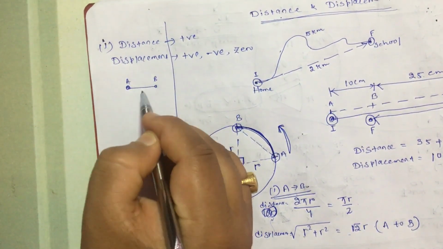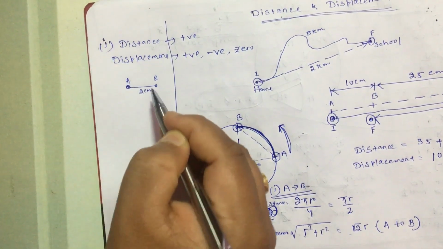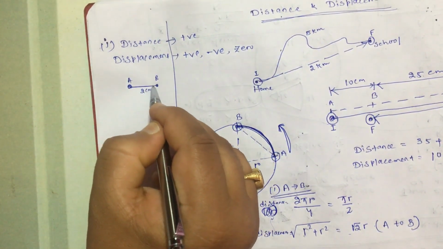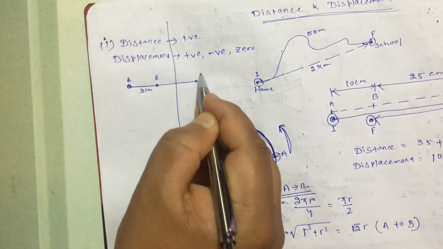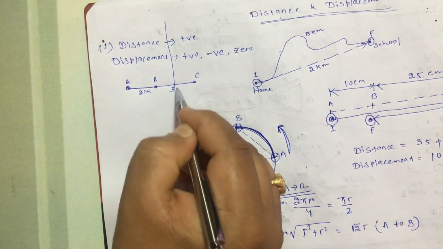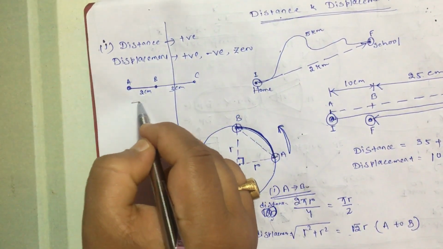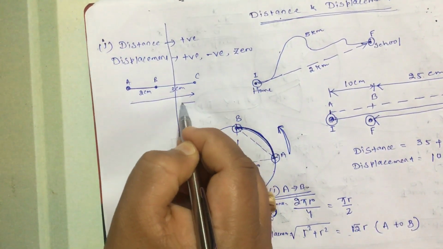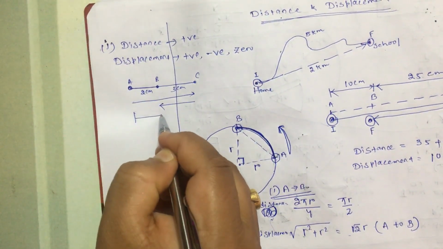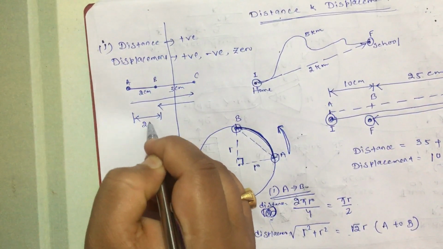Okay, let this distance be some 2 centimeter, and let's say you are moving from A to C first. Let this be 2, this be 3 centimeter. So first you move from A to C and then you come back from C to B. What is the displacement? Displacement is 2 centimeter.